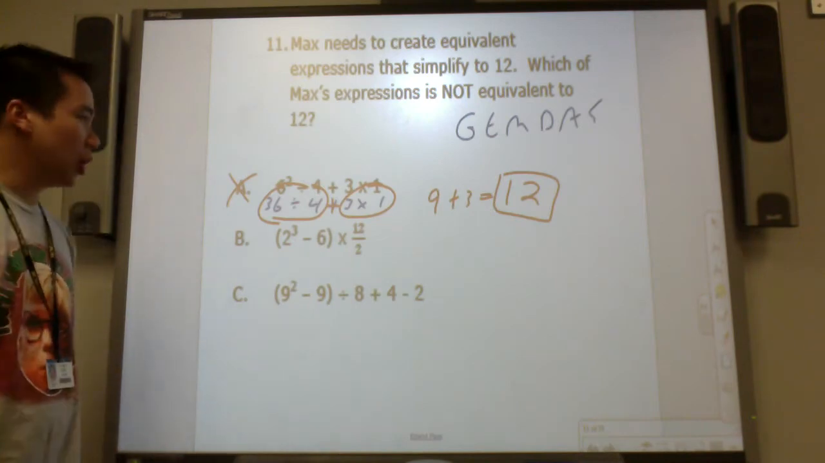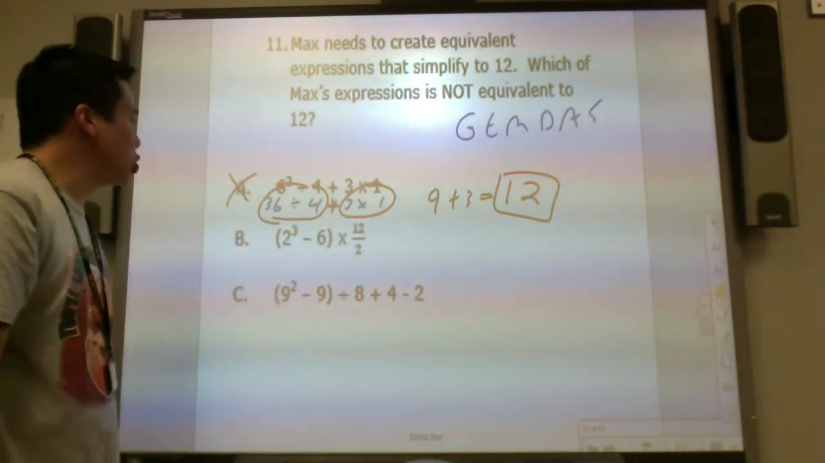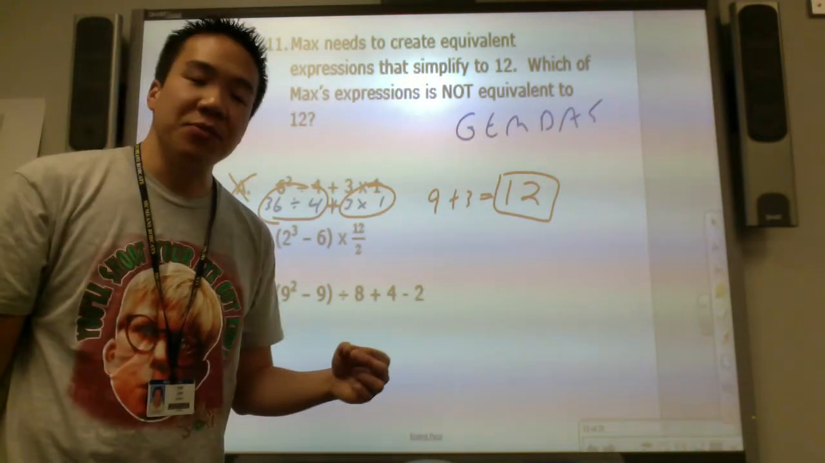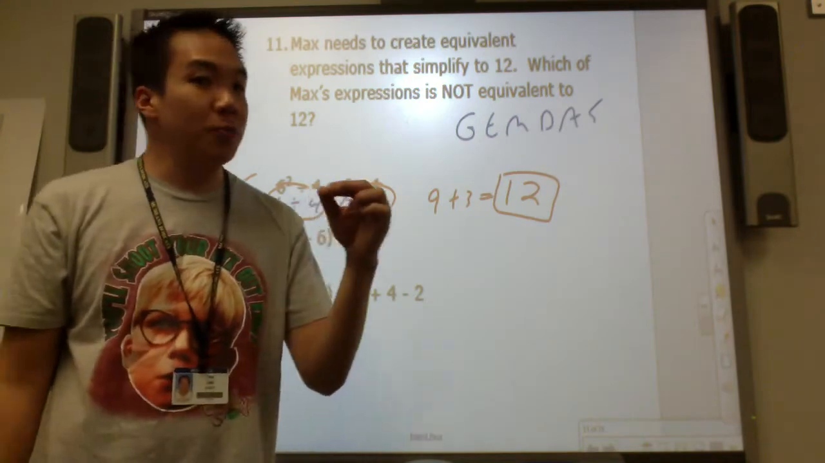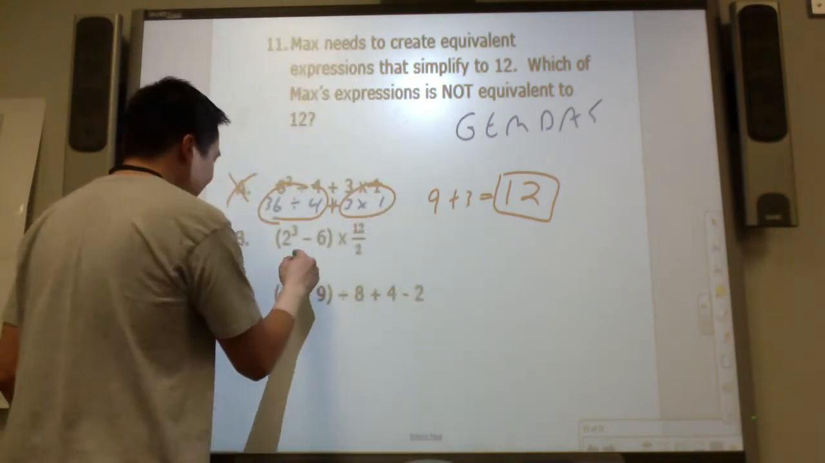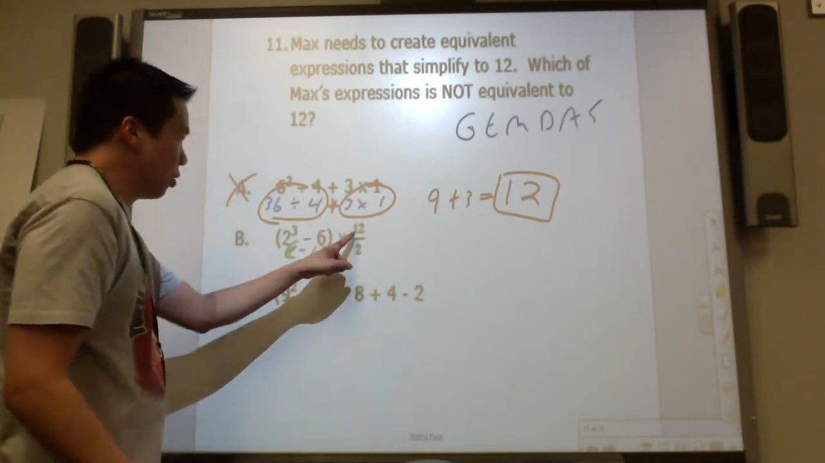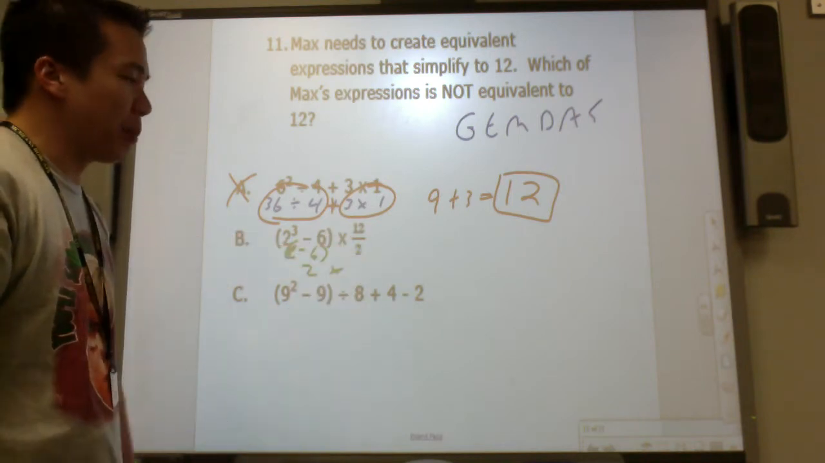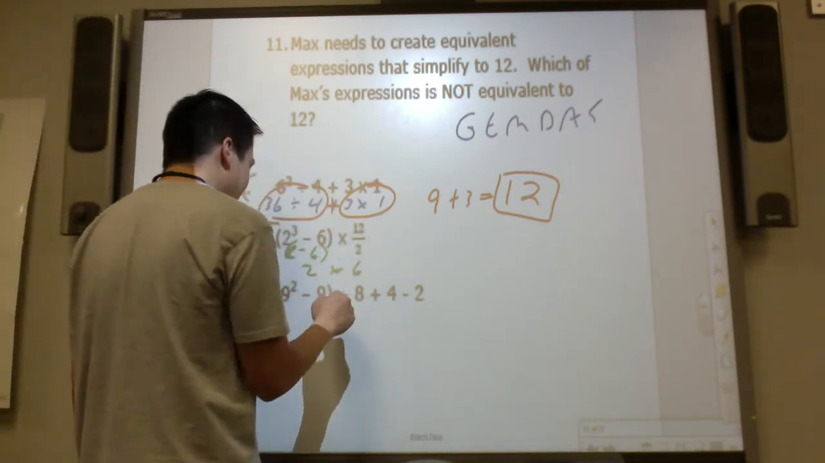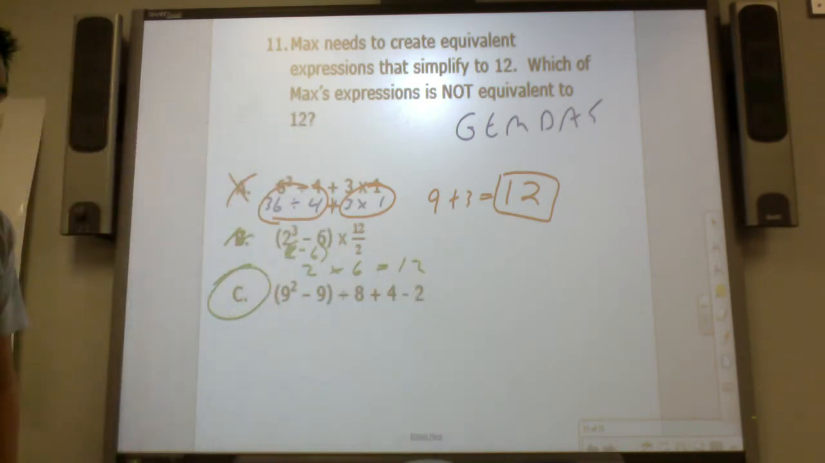G is for grouping, so we must do the grouping symbol first. So what's 2 cubed? 2 times 2 times 2. It's saying, what is 2 repeated 3 times? 2 times 2 is 4, times 2 is 8. 8 minus 6 is 2. And what is this improper fraction going to be? This is division. 12 divided by 2 is 6. So 2 times 6 is 12. The answer must be C then.